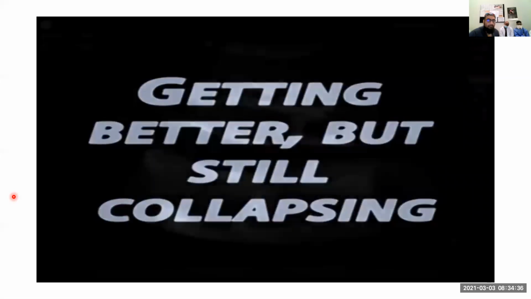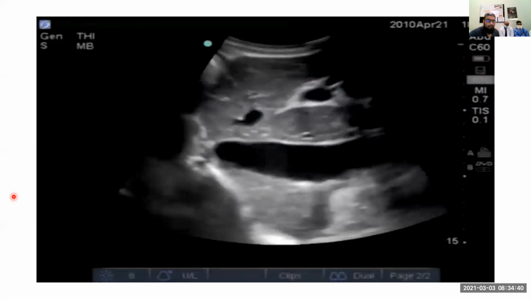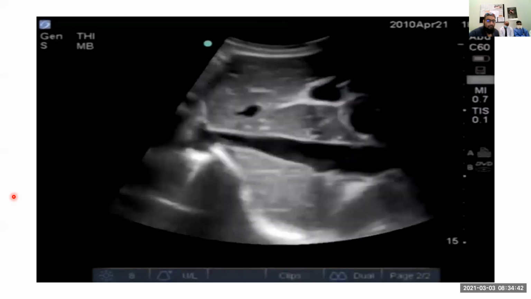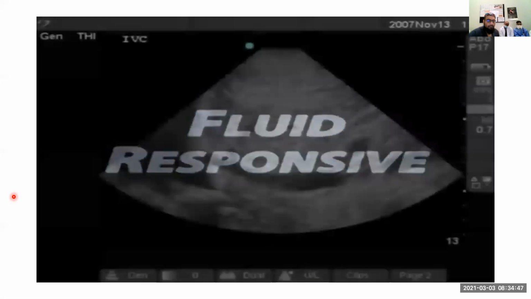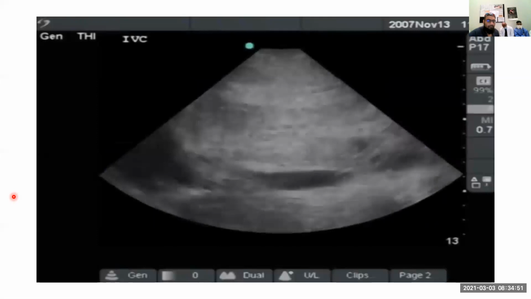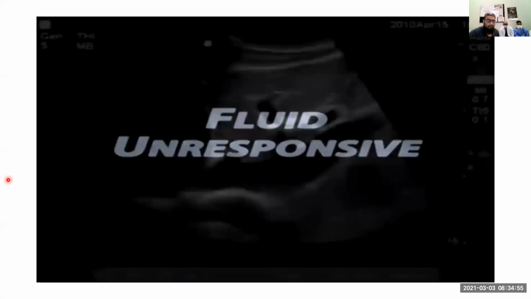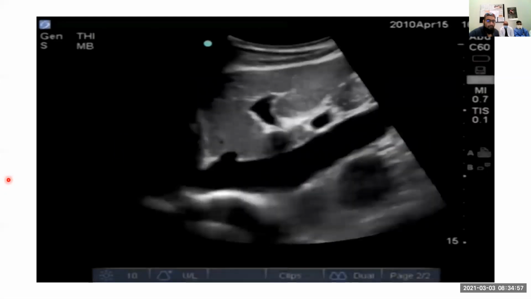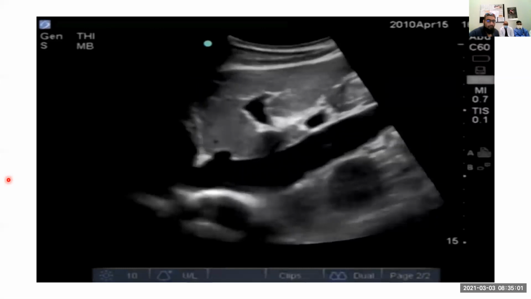All right, we gave that patient 2 liters. We take a look at the IVC again. It's bigger, but it's still collapsing greater than 50%. More fluid needed. Here's another patient that needs fluid. IVC collapsing just past that hepatic vein with respiration. All right, we gave that patient 6 liters of fluid. Look at the IVC now. No respiratory collapse. Staying just about the same size.